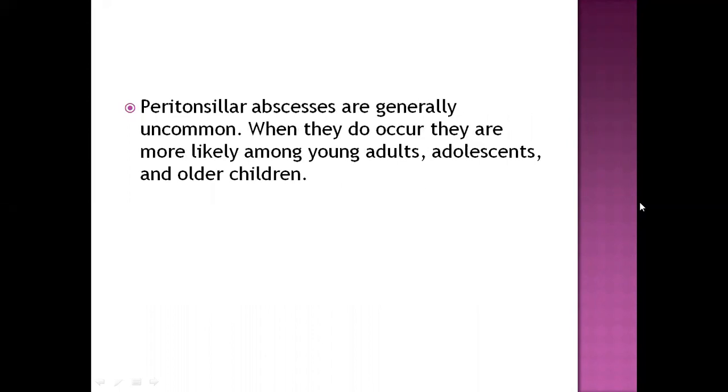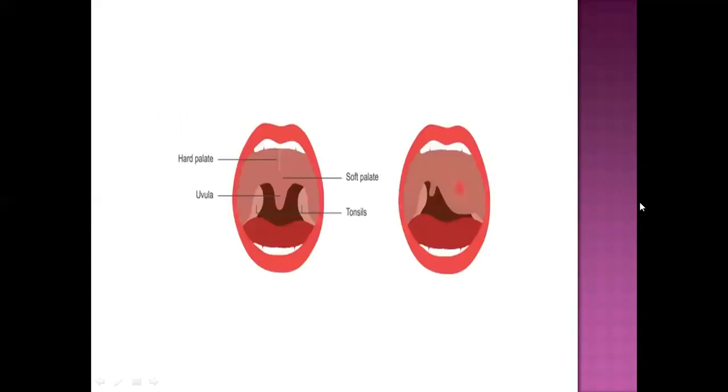Peritonsillar abscesses are generally uncommon or rare. When they do occur, they are more likely to occur in younger adults, older children, and adolescents. It is a comparison of normal anatomy and peritonsillar abscess. Because of deposition of the infectious product, tonsils become swollen and appear something like this on the right side.